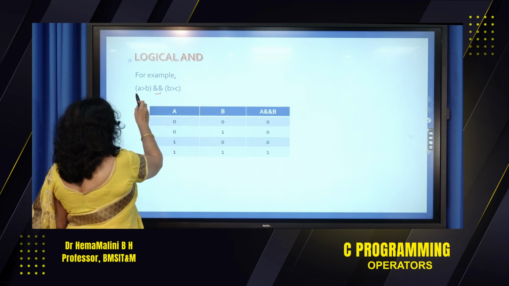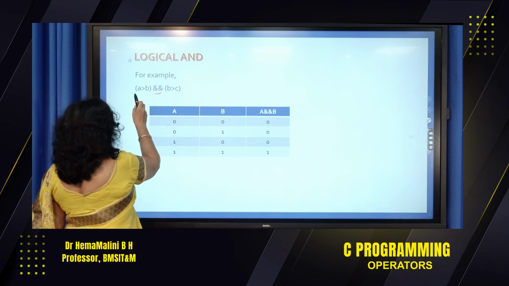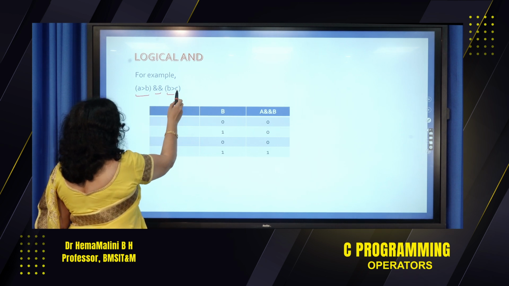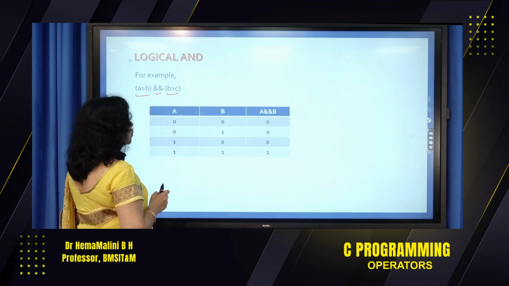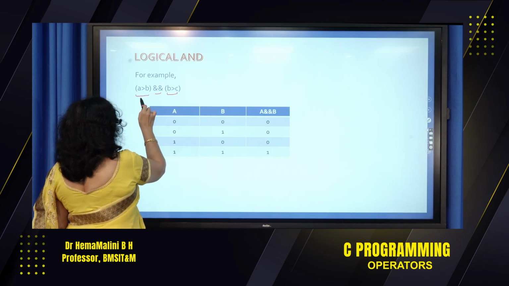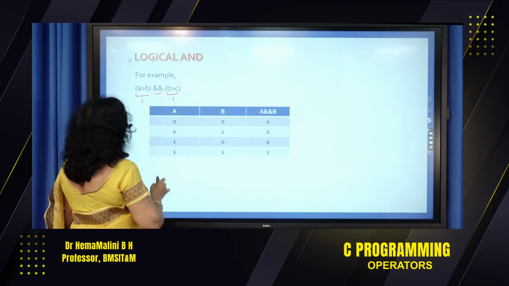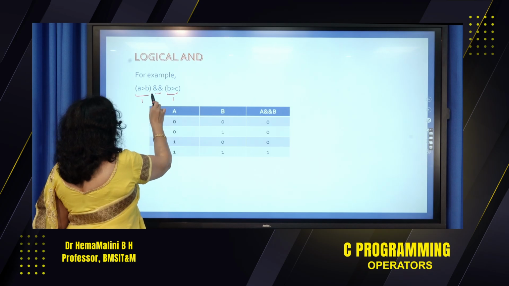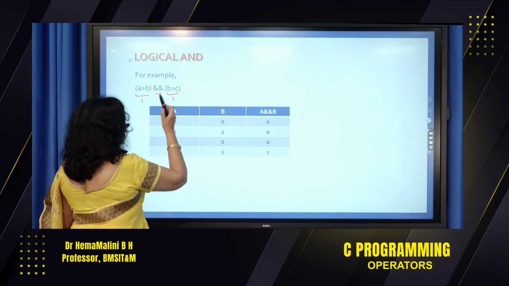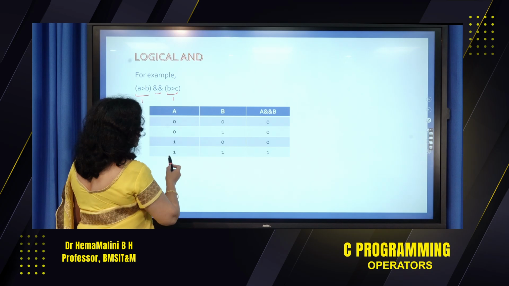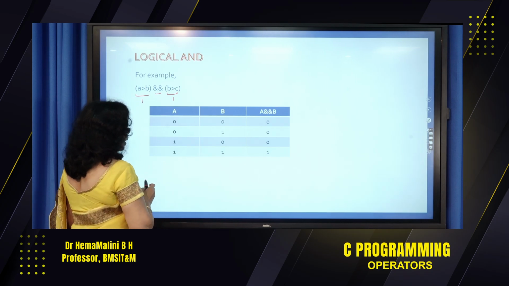Whenever there are two conditions, say for example, A greater than B, B greater than C, we have taken two conditions. If this is true, this would be 1, and if this is true, this would be 1. If both are true, then this would give us a 1. So, for this we will have a truth table.